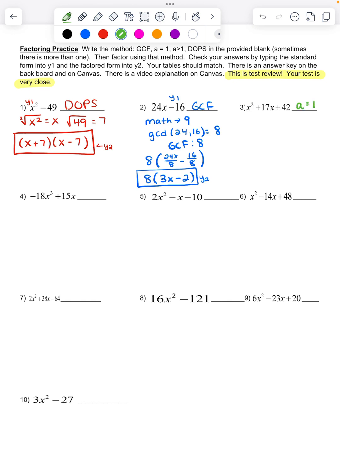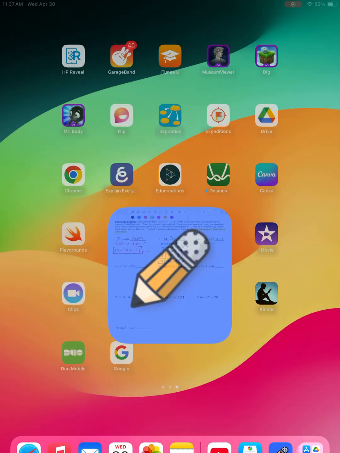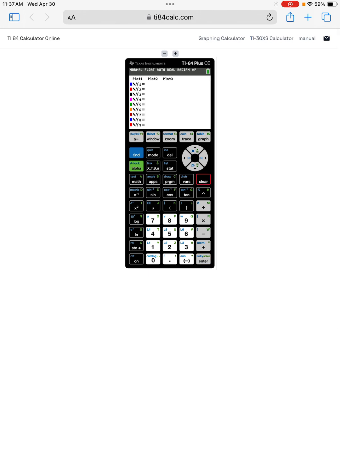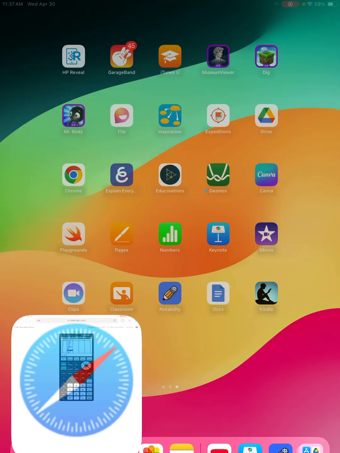So to do a equals 1, you go to your y equals screen and you take the c term and you divide it by x. And what you're doing is you're looking through the table for 2 numbers that add to 17. So let's check it out. Let's do 42 divided by x. Side by side, I'm looking for numbers that add to positive 17. So I see 14 and 3.